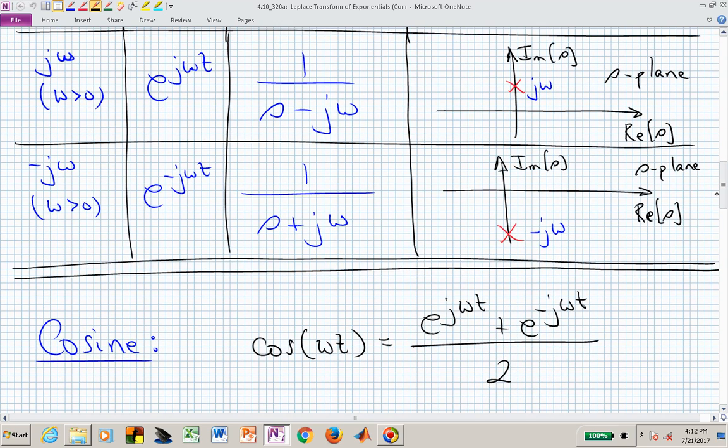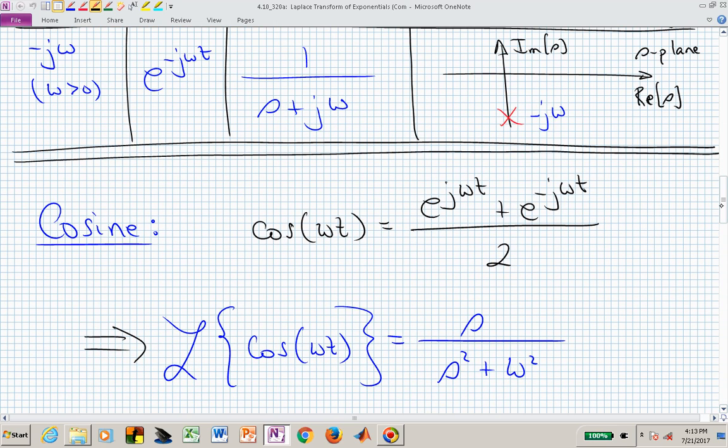We can use these last two rows to actually build up our understanding of a cosine's Laplace transform and a sine's Laplace transform, relying on Euler's way of representing cosine in the form of a sum of complex exponentials. And we've done this in a previous video, so I will simply give the result. The Laplace transform of the cosine omega t is s over s squared plus omega squared.